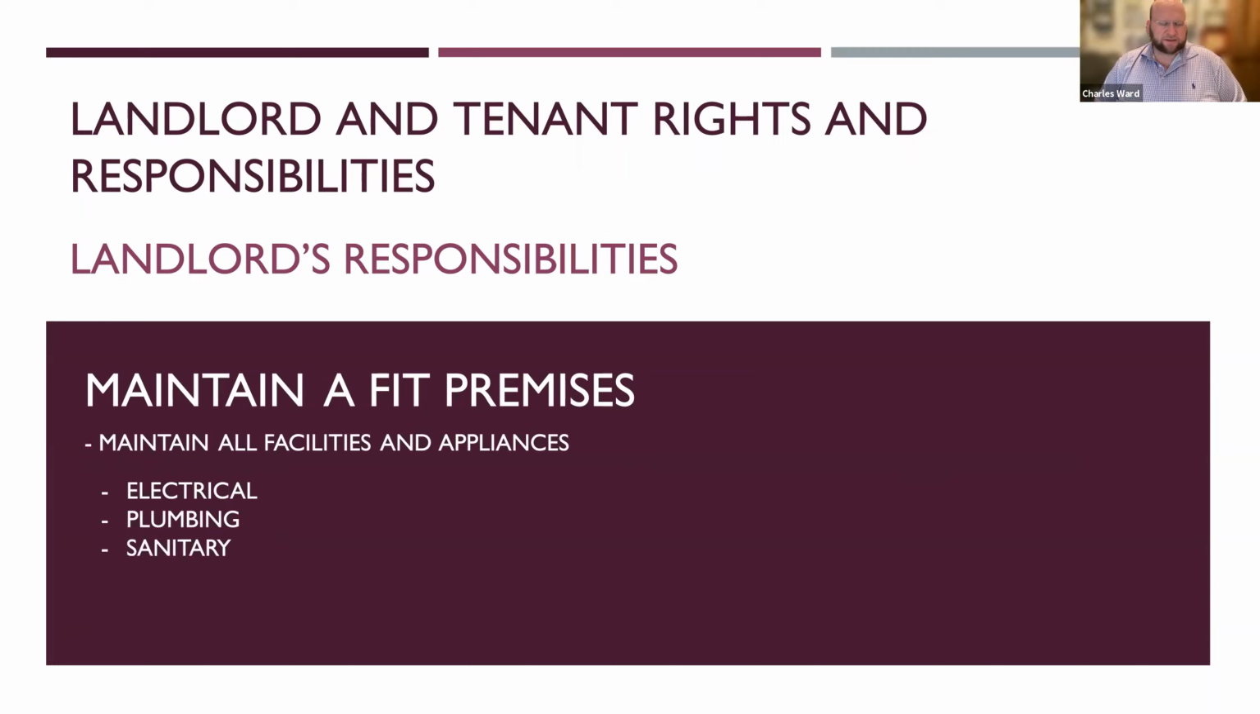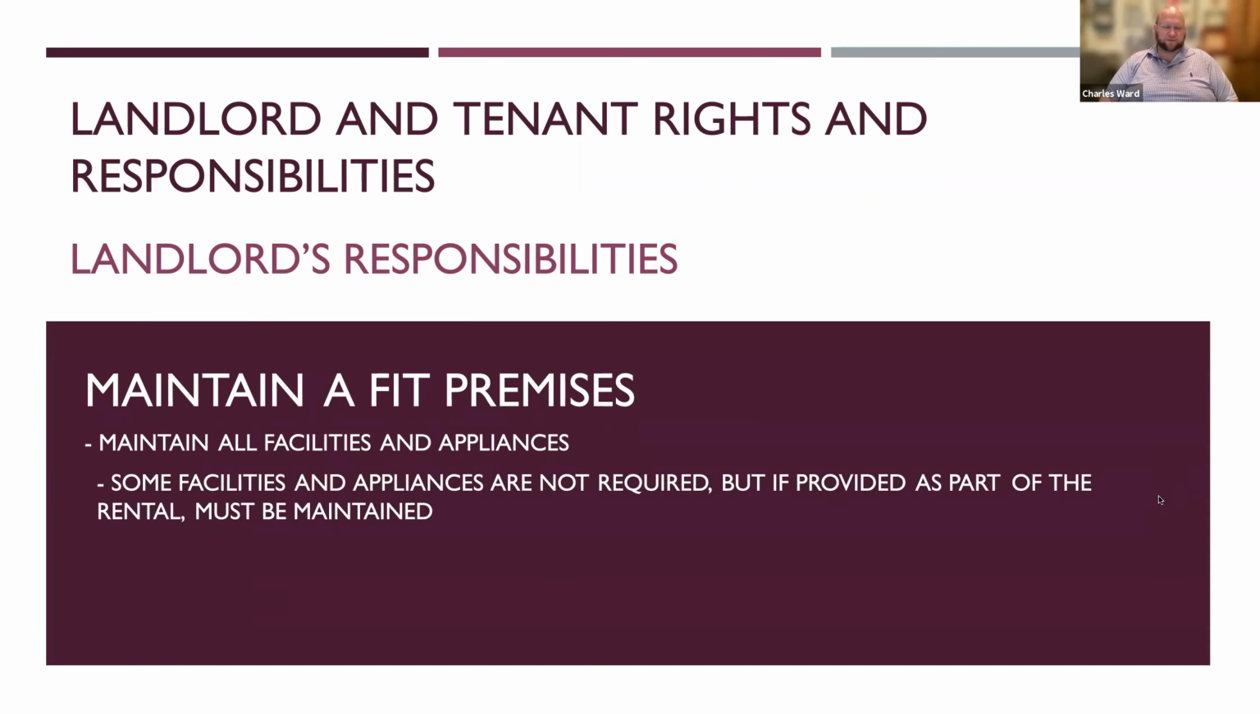We talked about these. These are some of the facilities that need to be maintained: electrical, plumbing, sanitary, which again is going to refer to toilets, heating, and ventilation. And again, some of these things may not be required under the law, but if they're provided as part of the rental, either under the lease or tenant moves in and it's understood that this is part of what he or she is getting as part of the rental, then they would need to be maintained or replaced if they break down.